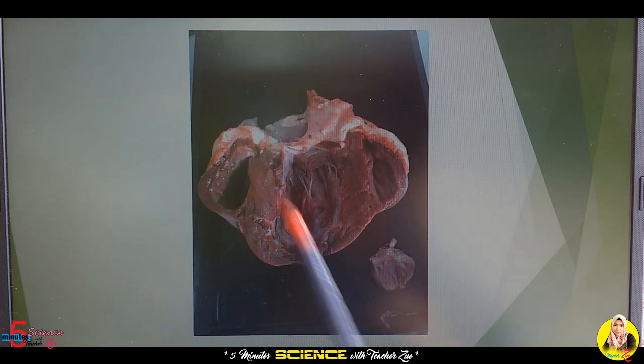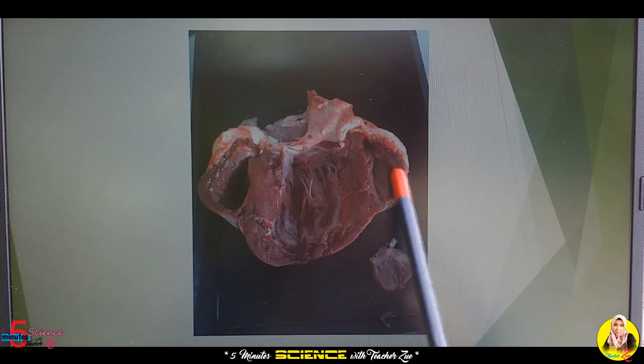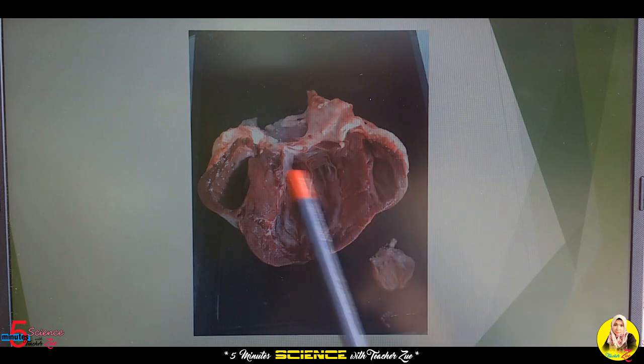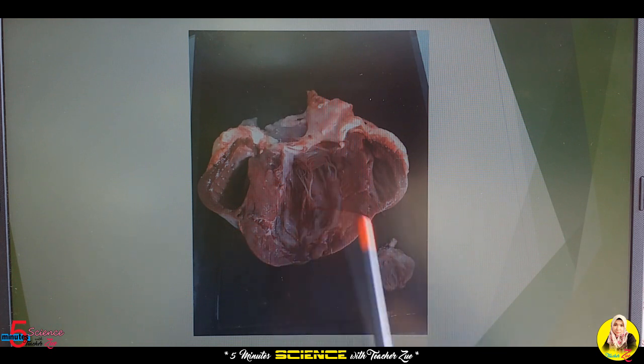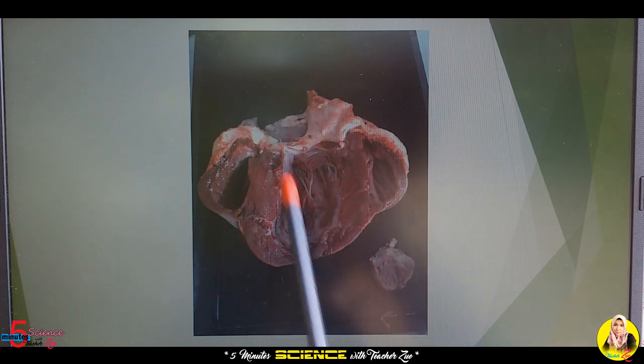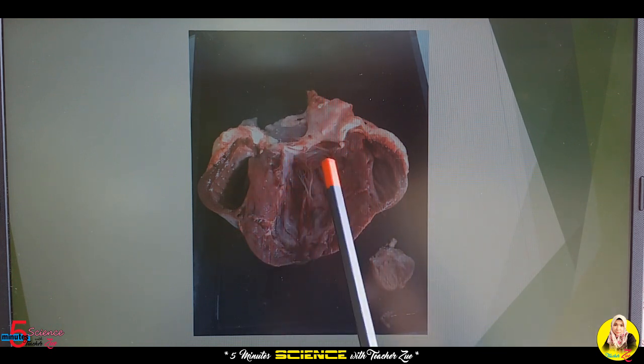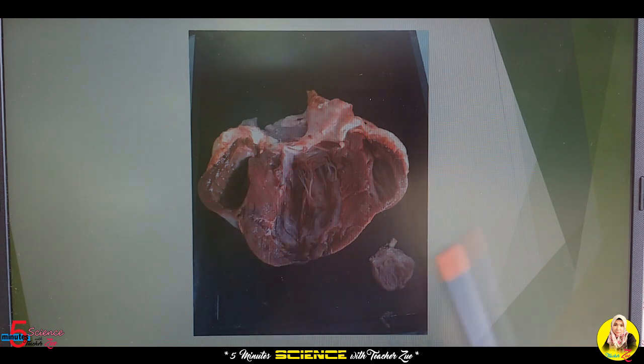So it has 4 chambers, 1, 2, 3, 4. And in between, actually it is not separated, but after we cut it, it separates. This is the septum, and this is all the blood vessels.